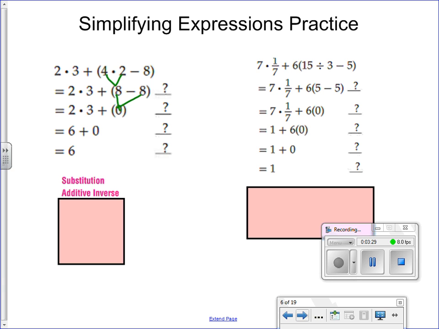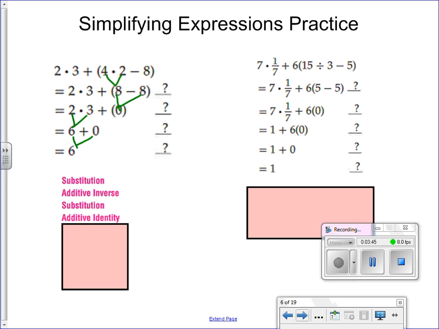Then we have 2 times 3 changing to 6. So 6 is a substitution for 2 times 3. And then finally, 6 plus 0, that's the additive identity, or the identity property of addition. And so if you would, go ahead and take a look. Go ahead and write these properties on the lines that are provided in your notes. If you would, please, go ahead and try the second example on your own. We will go over it in class.